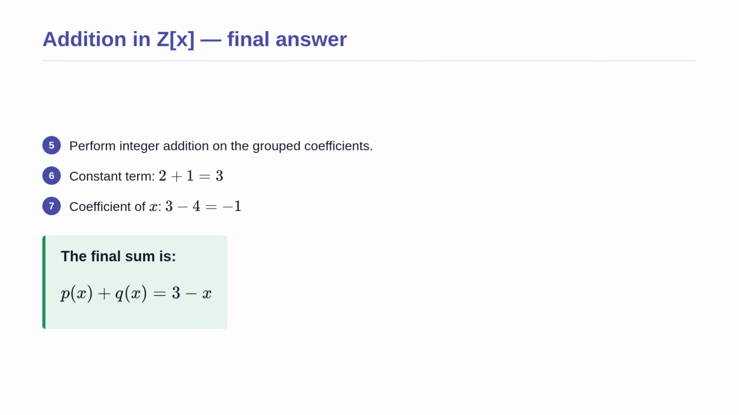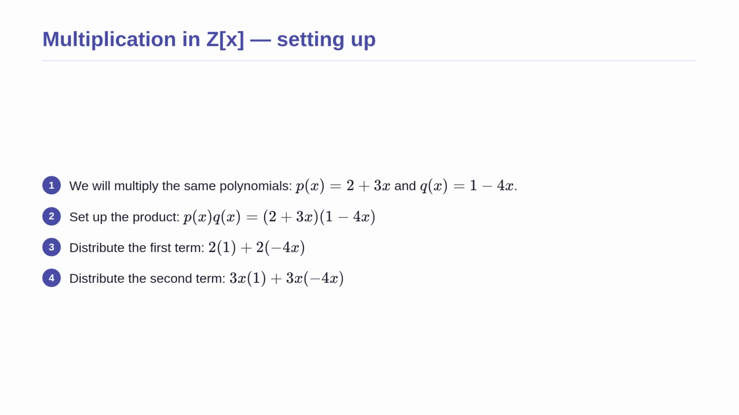Physically, this just means combining like quantities. Now let us tackle multiplication using the exact same two polynomials. We are asked to find their product. We place them next to each other in parentheses to indicate that every term in the first must multiply every term in the second. We start by distributing the 2 to both terms in the second bracket.